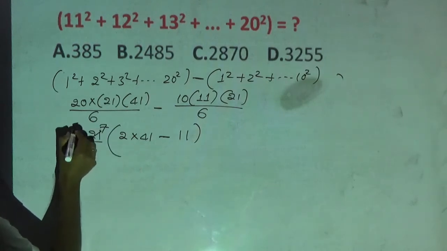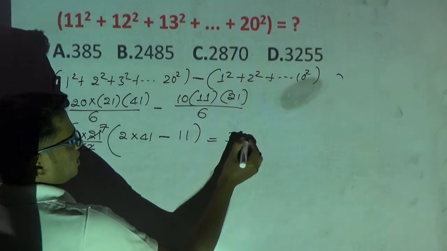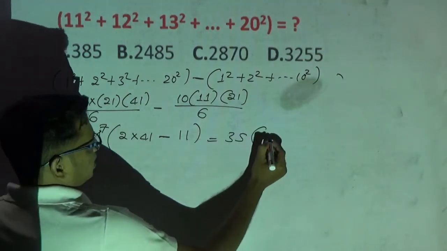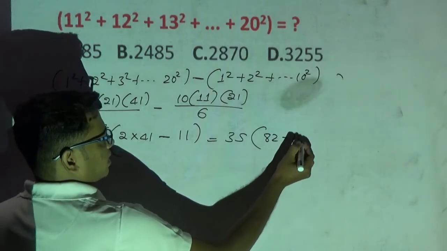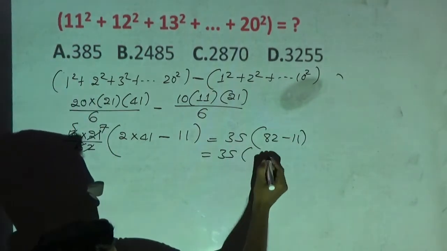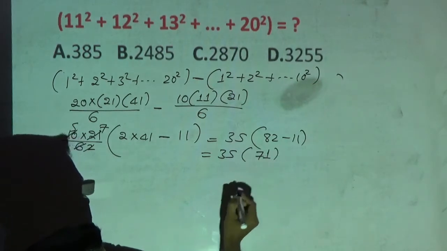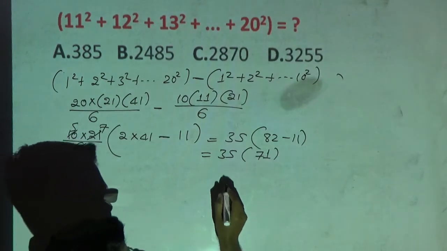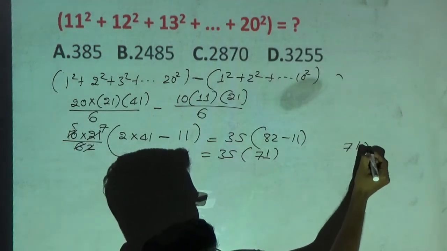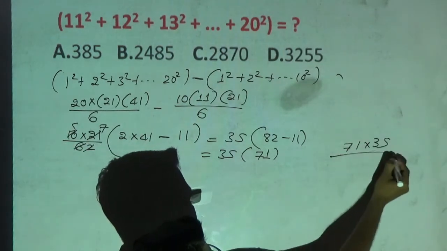2 ones 2, 5. This is nothing but 35 into 11, 41 2s is what? 82 minus 11. What is this? 35 into this is 1, this is 7. So I need to find out 35 into 71 now. So very simple. 71 into 35, I need to find out.